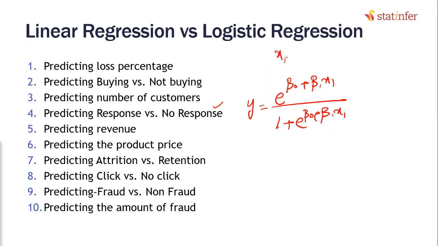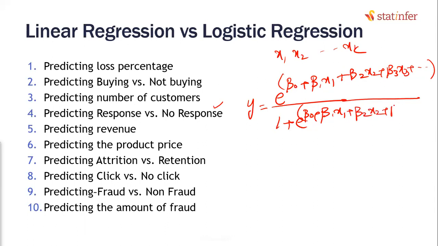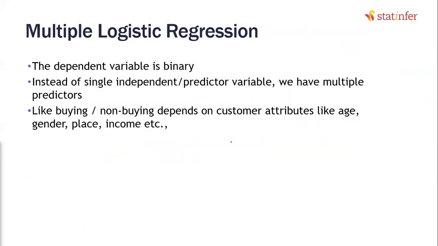My predictor variables will be x1, x2, and so on, xk. Can you tell me what is the equation for logistic regression where multiple predictor variables are present? What should I do? It is very similar to our previous expansion of the linear regression line. Instead of saying beta naught plus beta 1 x1, you will say plus beta 2 x2 plus beta 3 x3 and so on, divided by 1 plus e power beta naught plus beta 1 x1 plus beta 2 x2 plus beta 3 x3 and so on. That is the multiple logistic regression line.